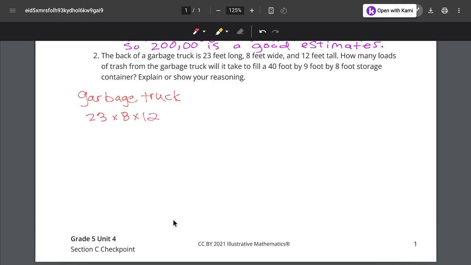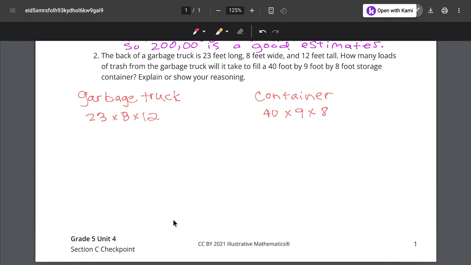Now, if I go over here and consider the storage container, I'm just going to write container, but this is a storage container that apparently we're filling with garbage. Not sure why, but that's okay. We're going to think about the dimensions of that, and we know that to be 40 by 9 by 8, right? And both of those are the same unit. Both of those we're measuring in feet.